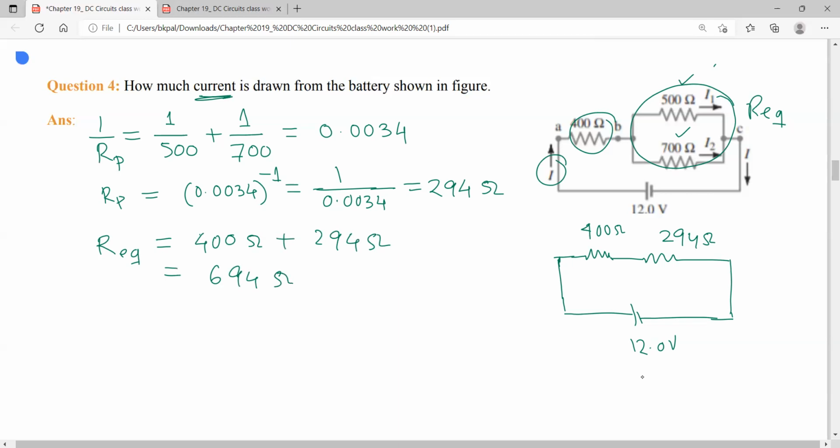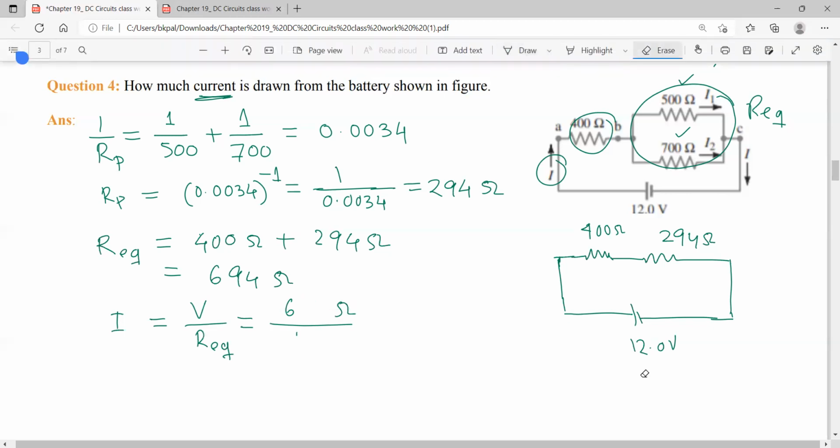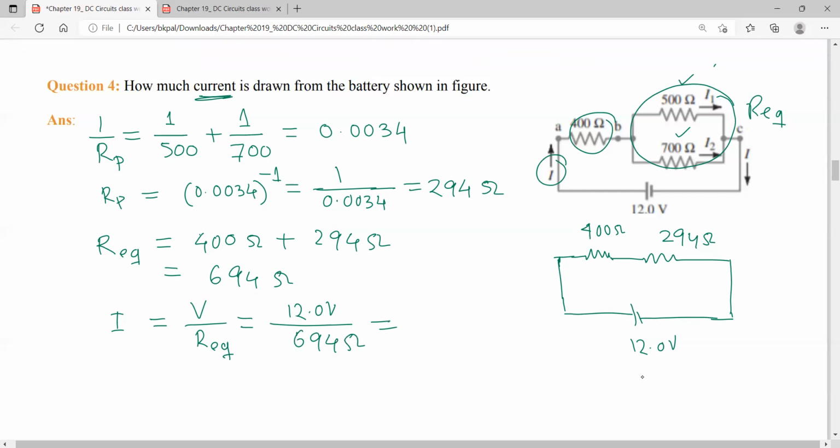So what is the current? You can use Ohm's law: 12 volt divided by 694 ohms, and that is equal to 0.0173 amp. So this is the current that is drawn from the battery.